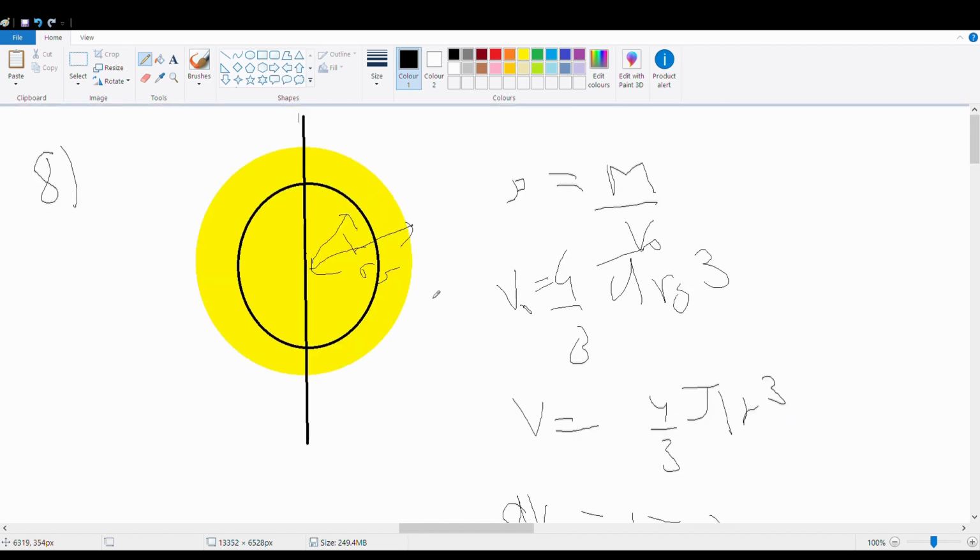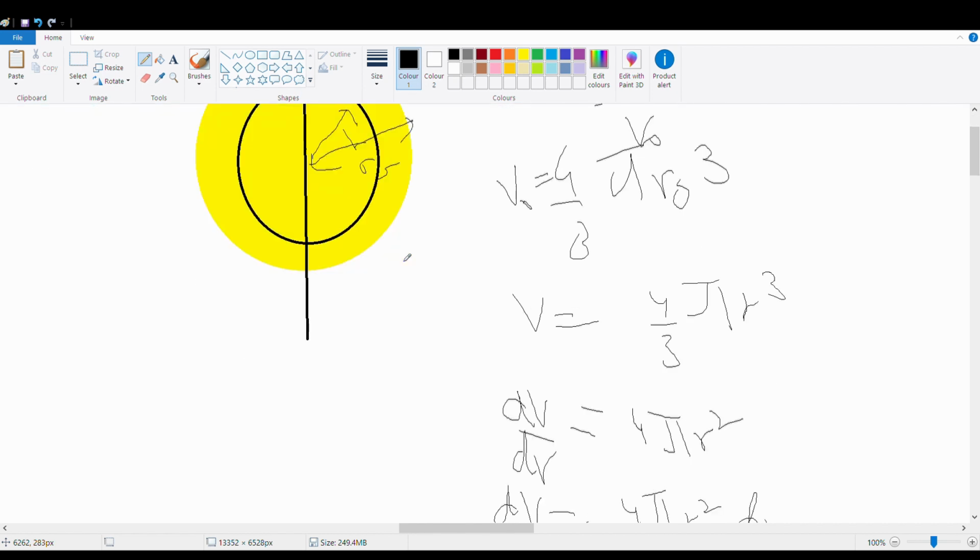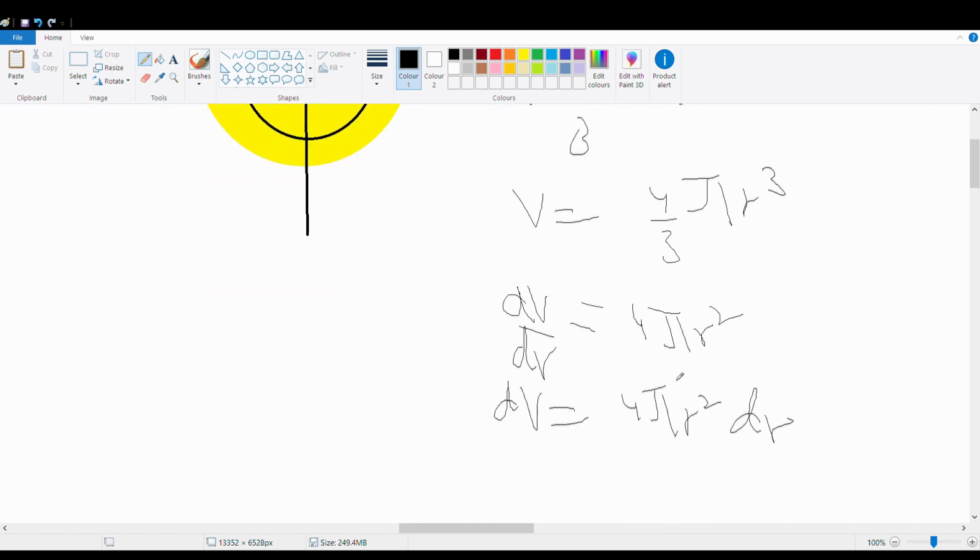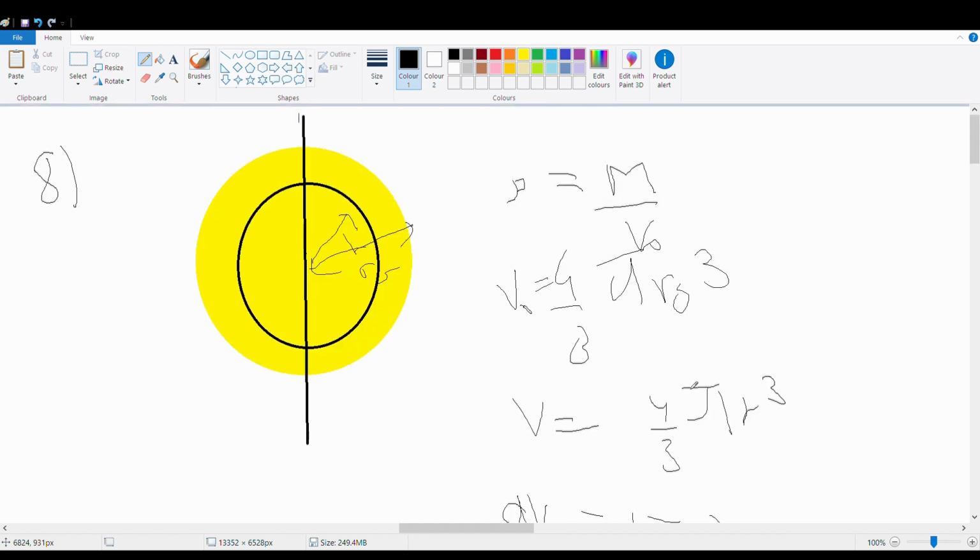So yet again, you can visualize this as the volume of a shell of thickness dr. You can consider the width over here to be dr, and its surface area to be 4 pi r square. So the volume of this shell is dv, equal to 4 pi r square dr.